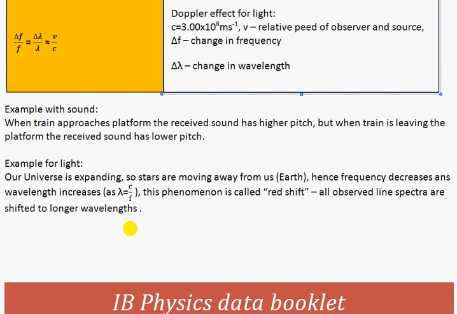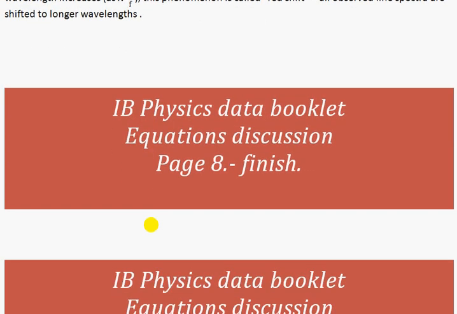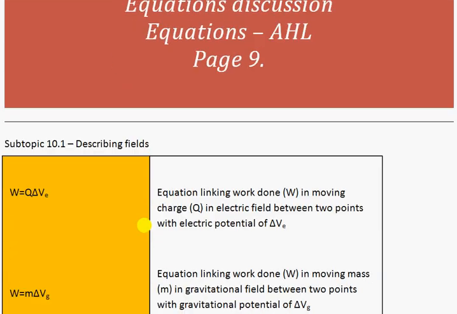Our universe is expanding, so stars are moving away from us, from Earth. Hence frequency decreases and wavelength increases as lambda equals c over f. This phenomenon is called redshift. All observed line spectra are shifted to longer wavelengths. This finishes page 8. We go to page 9.